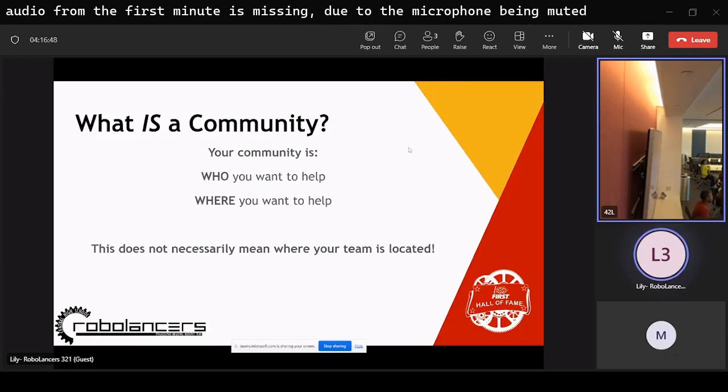Your community can be who you want to help or where you want to help. It doesn't have to be both. So community doesn't just have to be a place. It can also be a group of people that you're targeting, like women in STEM or people with disabilities.